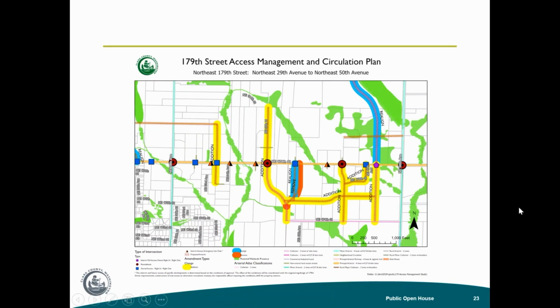Additionally, we would like to add neighborhood circulators, which serve with direct driveway access between 174th Street and 179th Street. Next slide.